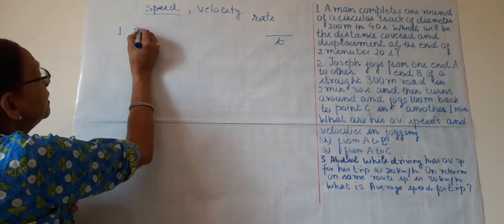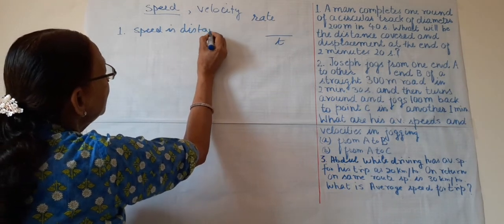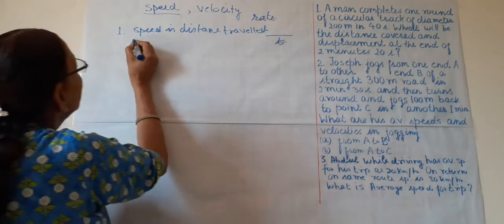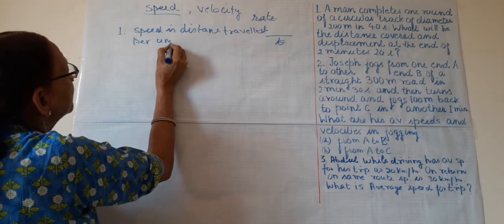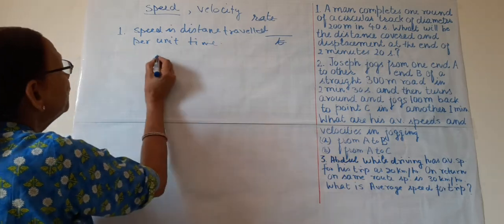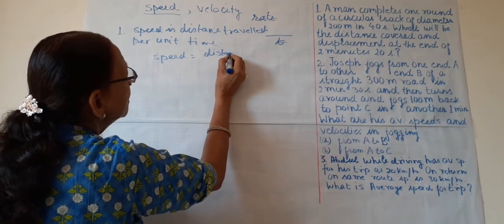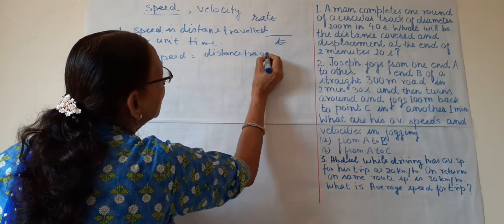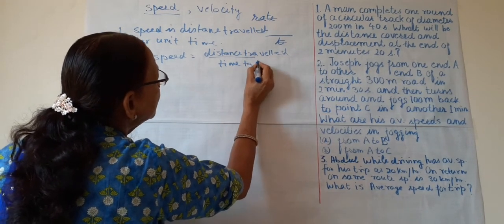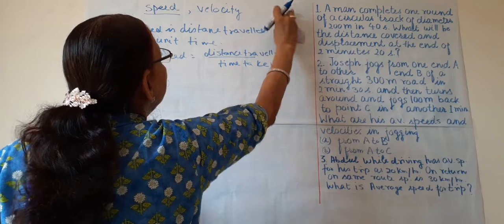So what is speed? Speed is distance travelled per unit time. What does it mean? We can write it in the form of a formula also. Speed is equal to distance travelled upon time taken. So this is the formula for speed: distance travelled upon time taken.